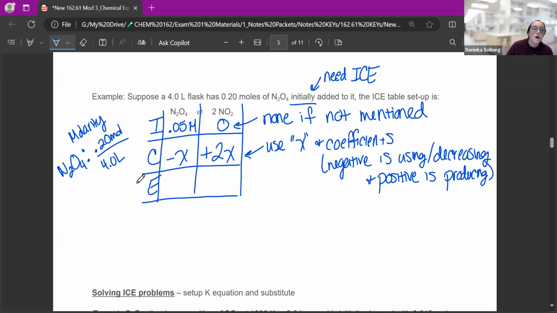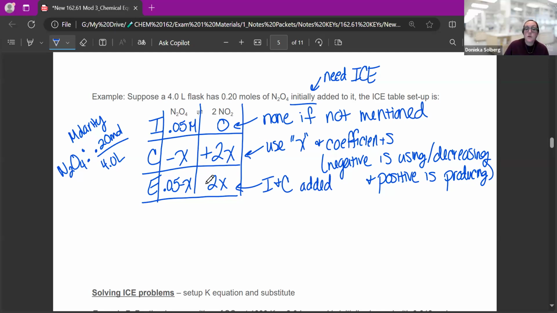So now, what is equilibrium? Well, equilibrium is what we kind of settle out at, right? So all you have to do is add your initial and your change together. So this and this is going to give me 0.05 minus X. And this one is going to be 0 plus 2X, so that is just 2X. So the equilibrium row is I and C added.